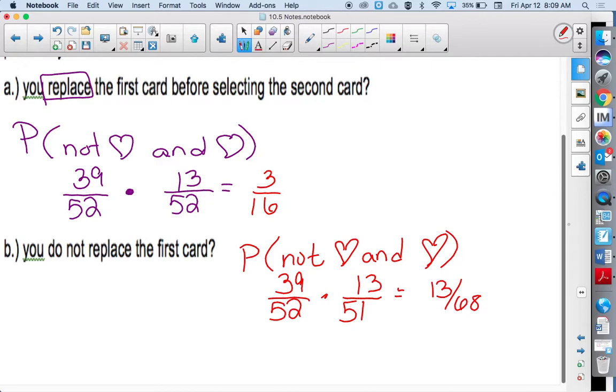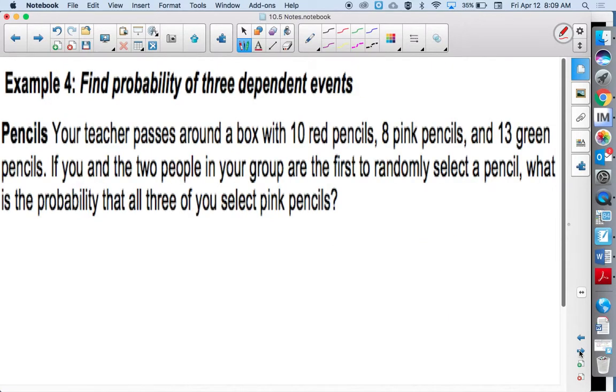So there are some practice problems on the back. Or not. Where's example 4? Is that at the bottom or the back? It's at the bottom. Okay. I lied. So at the bottom. So a teacher passes around a box with 10 red pencils, 8 pink pencils, 13 green pencils. If you and the 2 people in your group are the first to randomly select a pencil, what's the probability that all 3 of you select pink pencils?